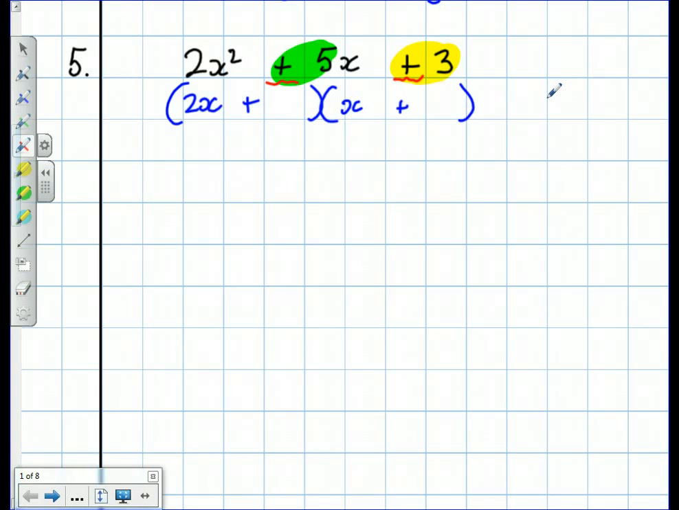What whole numbers multiply together give me 3? 3 and 1, and 1 and 3. Fortunately, it's a prime number. Now let's experiment. What would I get if I put a 3 in here and a 1 in here?